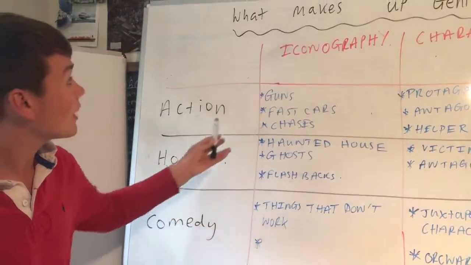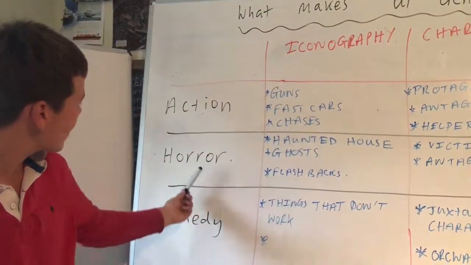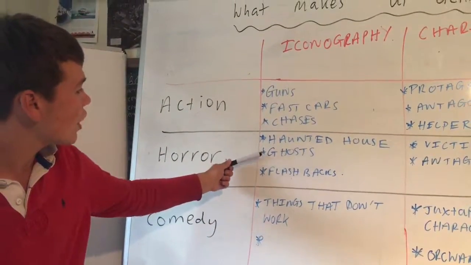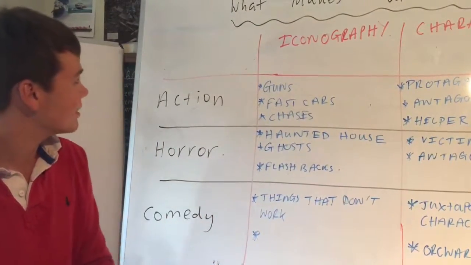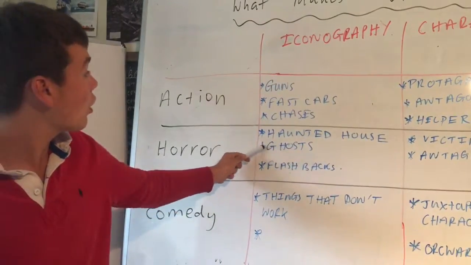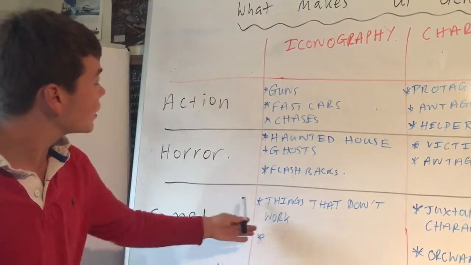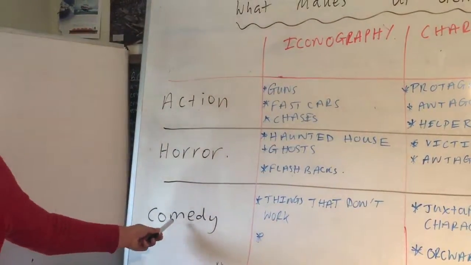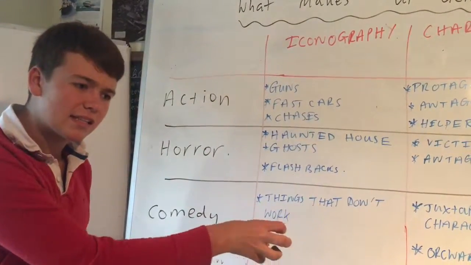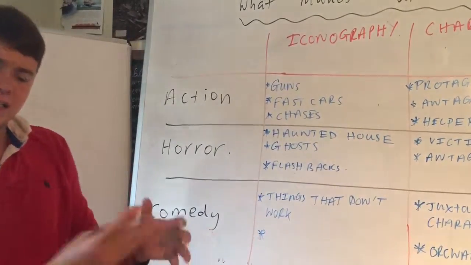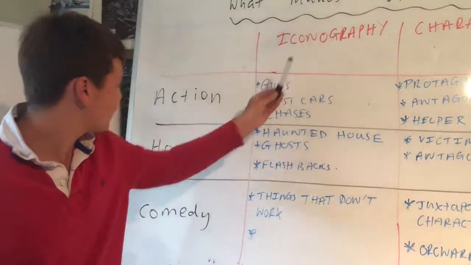Now, horror. Horror consists of different iconography, different iconic symbolic elements which make up that genre. A haunted house, ghosts. They are just typical symbolic elements which make up horror. They are iconic to the horror genre. Comedy. Generally, I'd say iconography that makes up a comedy genre is essentially things that don't work. Objects being put in places that aren't supposed to be there, which makes the characters confused. That's generally an iconography of a comedy genre.